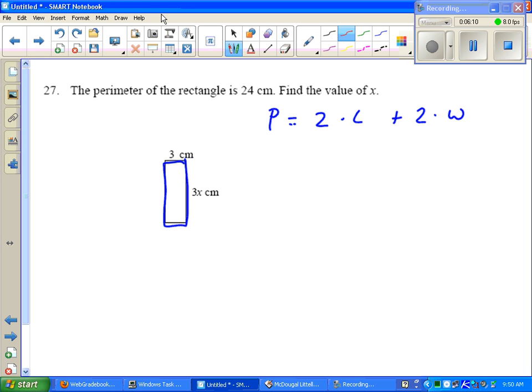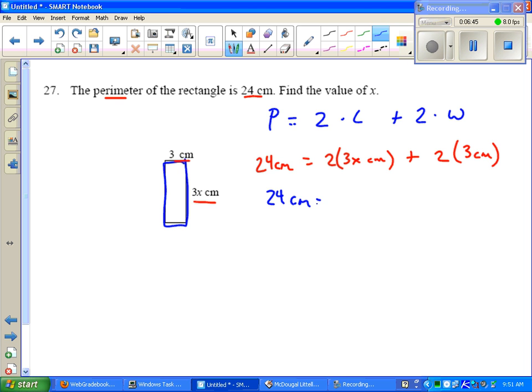Just keeps me straight. In place of 24, it tells us our perimeter is 24 centimeters. So in place of P, we're going to put in 24 centimeters. Equals 2 times the length. Now, we don't have a length measurement, but we have a value they gave us, 3x centimeters. Plus 2 times the width. The width will be the other one, and we have the value 3 centimeters. All we need to do is simplify this now. Can't do nothing with this just yet.